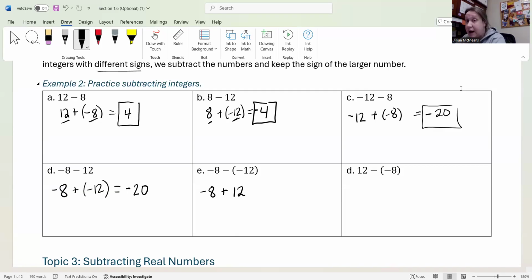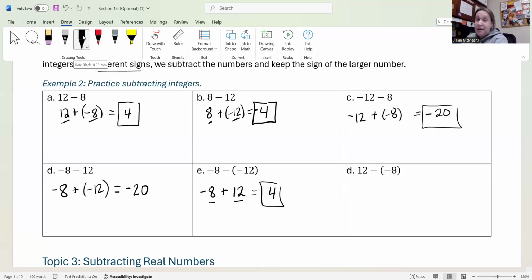That means I subtract the absolute values. Absolute value of -8 is 8. Absolute value of 12 is 12. 12 minus 8 is 4. But now we have to determine, do we have more positive or do we have more negative? So I have 8 negatives, but I have 12 positives. I have more positives than negatives. So my final answer is going to be +4. You don't generally write the positive, but just know in your head that that is +4.